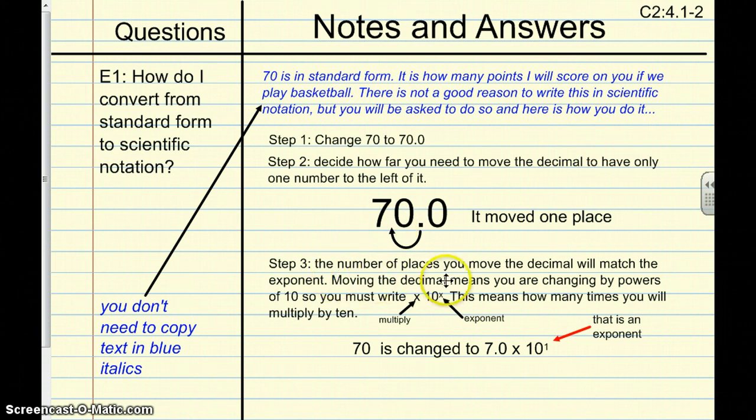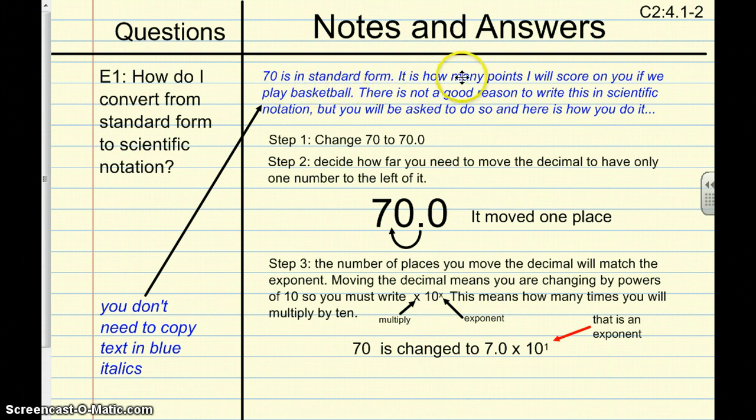So I move it over that one place. Step 3, the number of places you move the decimal will match the exponent. So in my answer down here, you'll see my exponent is a 1. I moved it one place. We're going to have powers of 10, so you take that 7.0 and you multiply it by 10, and you do that once, you will get 70. This is kind of a ridiculous example because there's no need to write 70 in scientific notation. It's not a large number.